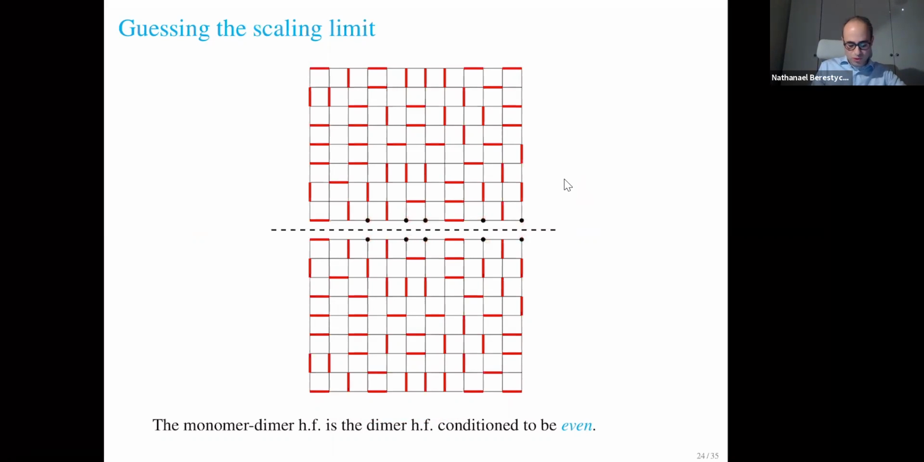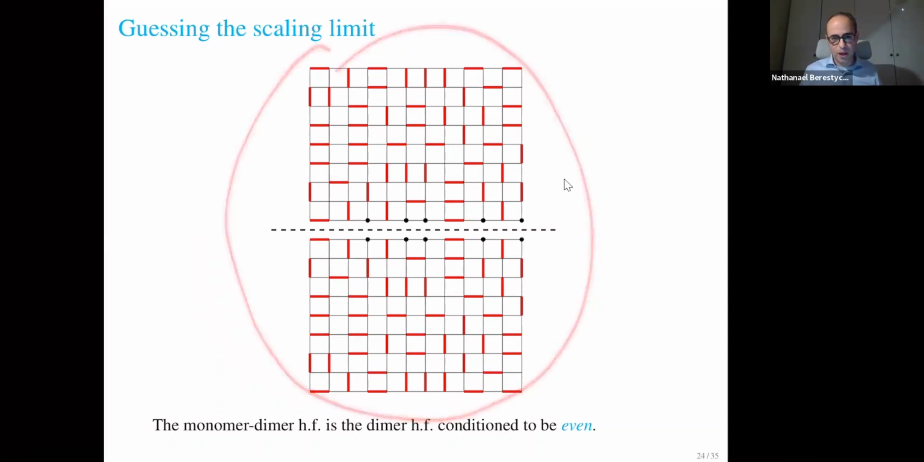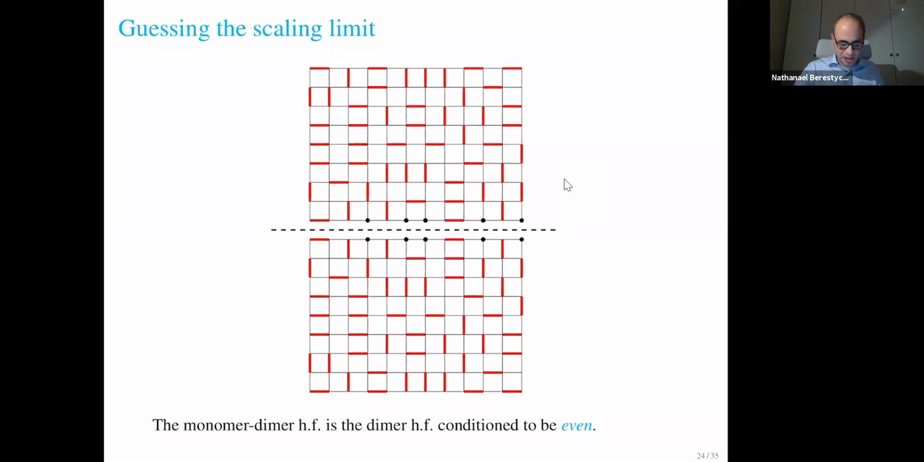And so what I could do is pretend that these monomers are joined by an edge. When I have that, I've just got a dimer configuration living in this entire double domain. The only thing that's special about this dimer configuration is that the height function is conditioned to be even. So the value of the height here will be equal to the value of the height there.